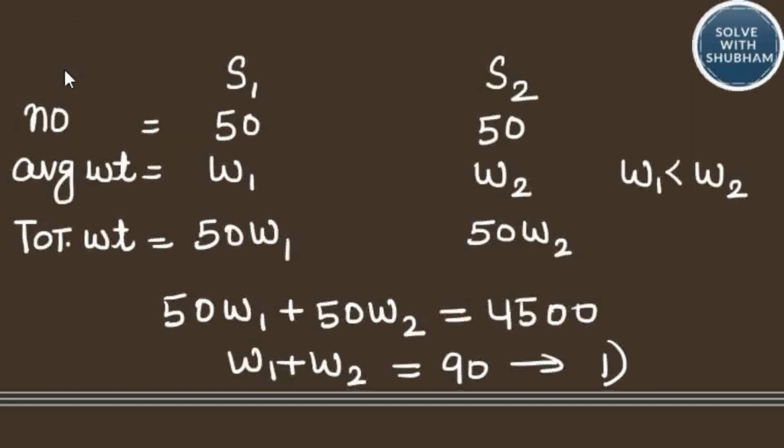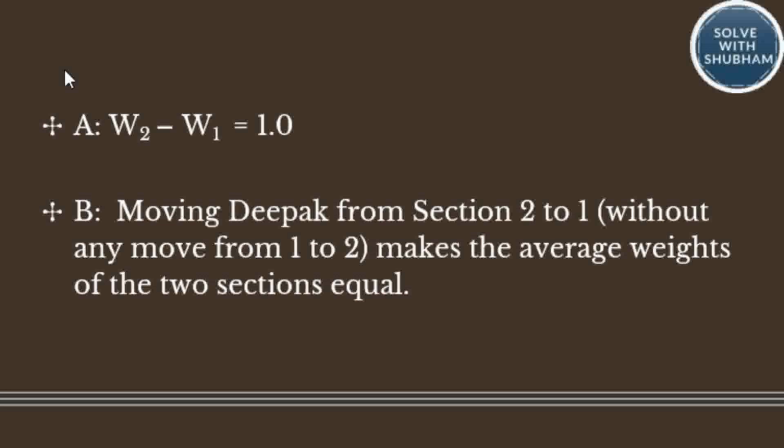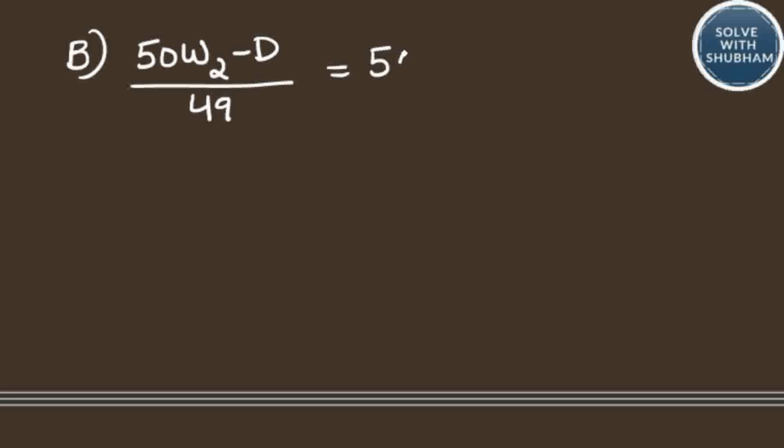Now statement B. Statement B says, moving Deepak from section 2 to section 1 without any move from 1 to 2 makes the average weight equal. So what does it mean? From section 2, you are moving Deepak, 49 people remain. In section 1, Deepak is coming in, 51 people.